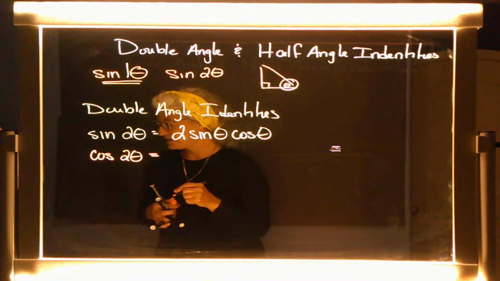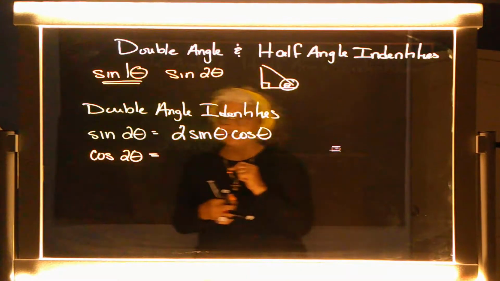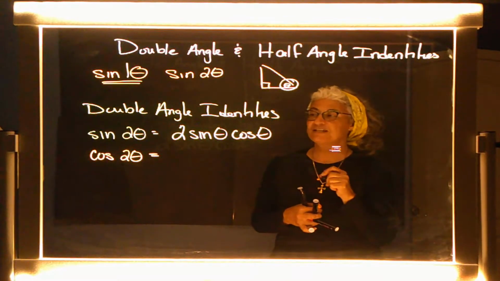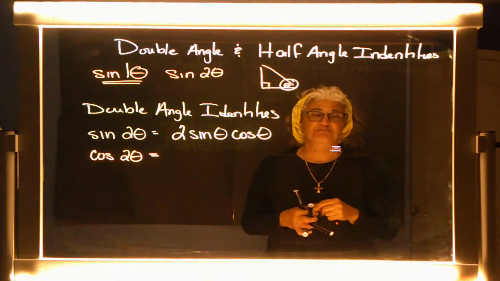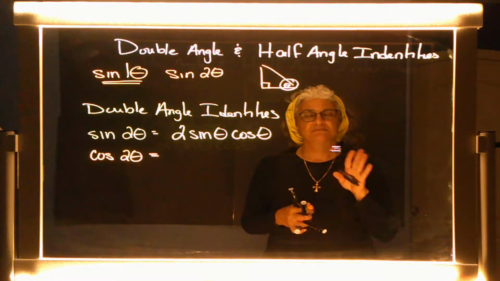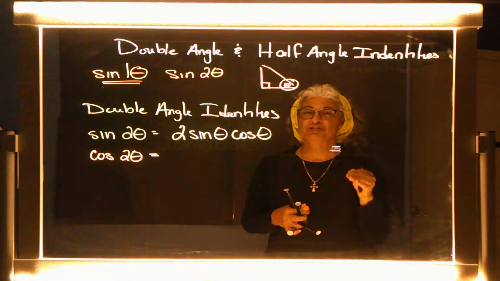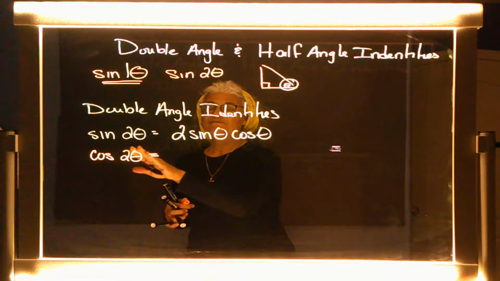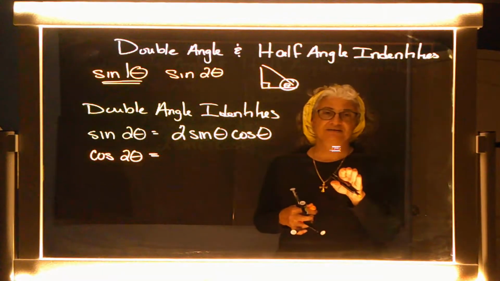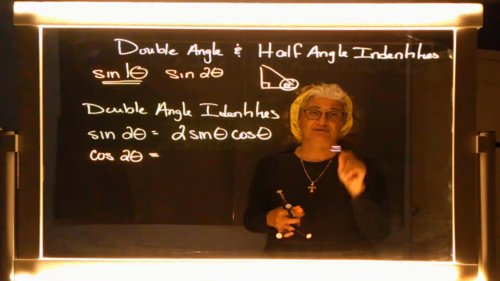Now, here's the thing about the cosine of 2 theta. This cosine of 2 theta actually has 3 different ways to find it. You're like, well, how can that be? Because the original way to reduce this cosine of 2 theta from a double angle to a single angle, the original identity looks like this.